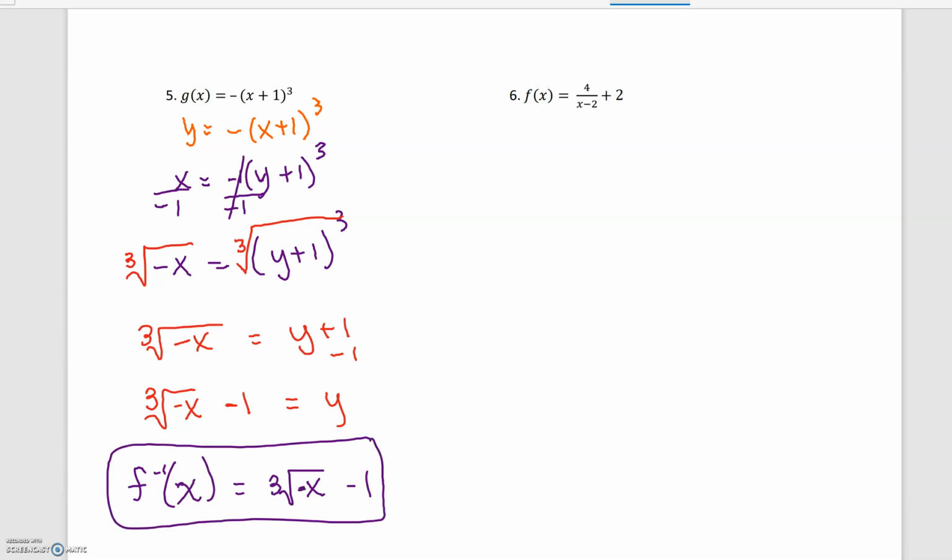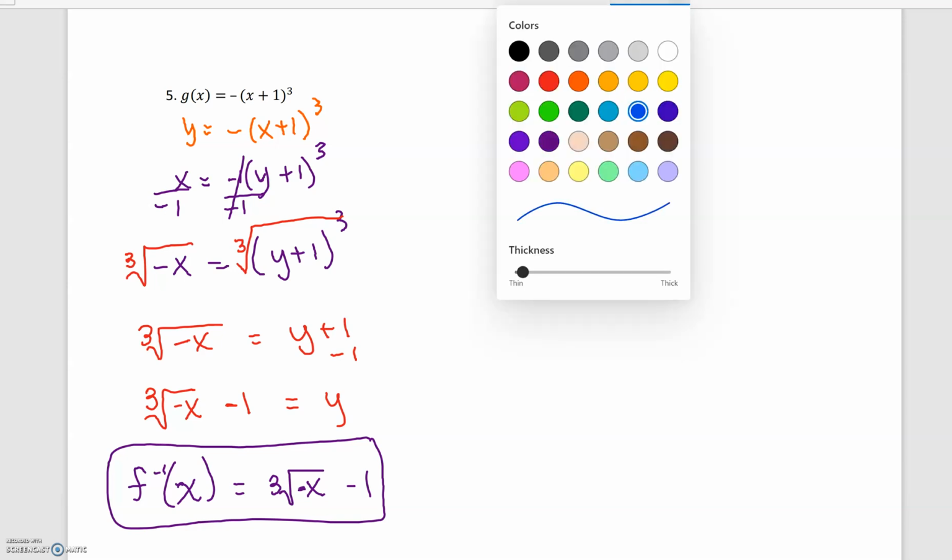All right, so go ahead and try this one. Replace this with a y, then switch your x and y, then solve for y. Try it. If you get stuck, push play and follow along.